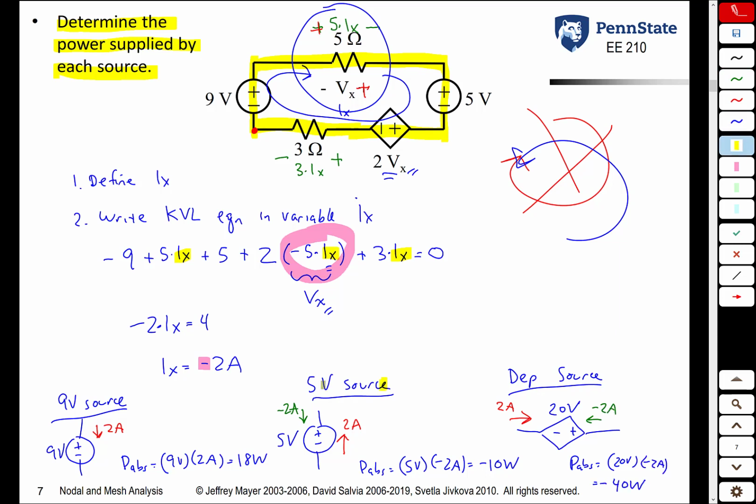So the 5-volt source and the dependent source both supply power. The 9-volt source absorbs power. By the way, we didn't ask for it here, but let's look at the power absorbed by the 2 resistors.